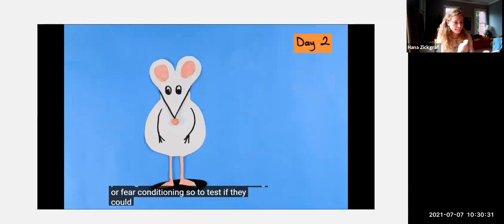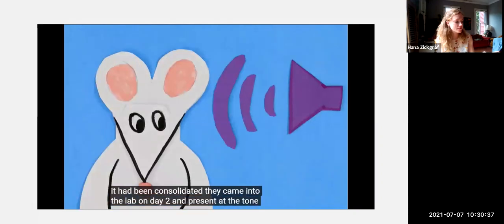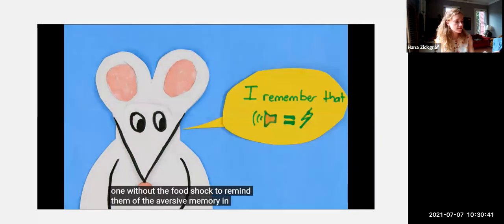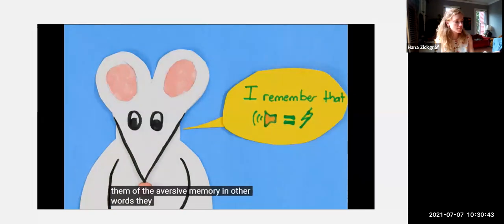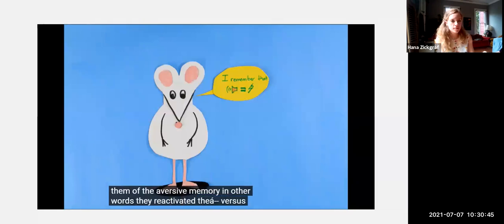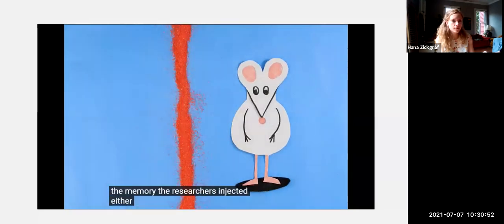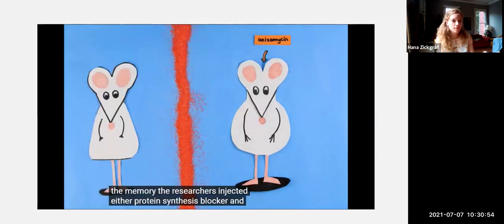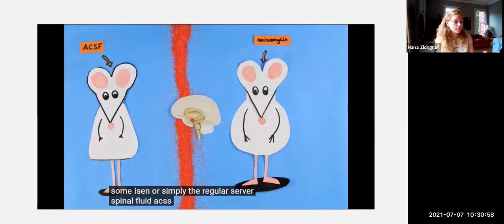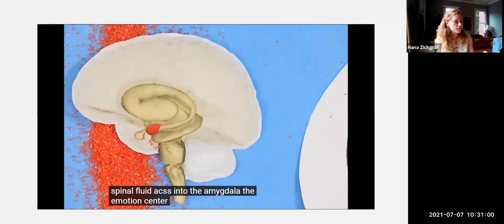So, to test if they could erase this aversive memory after it had been consolidated, they came into the lab on day 2 and presented the tone once without the foot shock to remind them of the aversive memory. In other words, they reactivated the aversive memory. Shortly after the reactivation of the memory, the researchers injected either a protein synthesis blocker, anisomycin, or simply the regular cerebrospinal fluid, ACSF, into the amygdala, the emotion center of the brain.